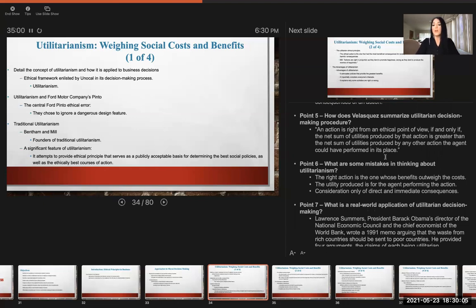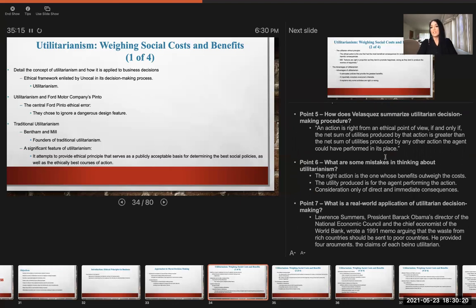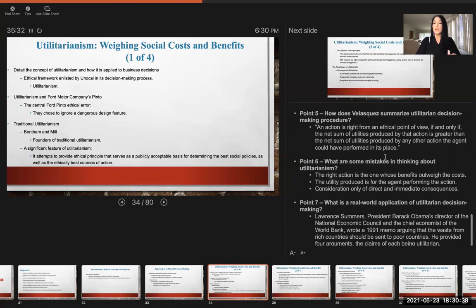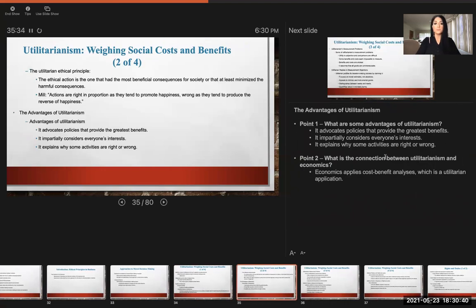What are some mistakes in thinking about utilitarianism? Well, the right action is one whose benefits outweigh the costs; the utility produced is that of one agent performing an action; and considering only direct and immediate consequences. Now, what are the real world applications of utilitarian decision making? Well, Lawrence Summers, Barack Obama's director of the National Economic Council and the chief economist of the World Bank, wrote a 1991 memo arguing that waste from rich countries should be sent to poor countries. He provided four arguments, the claims of each being utilitarian.